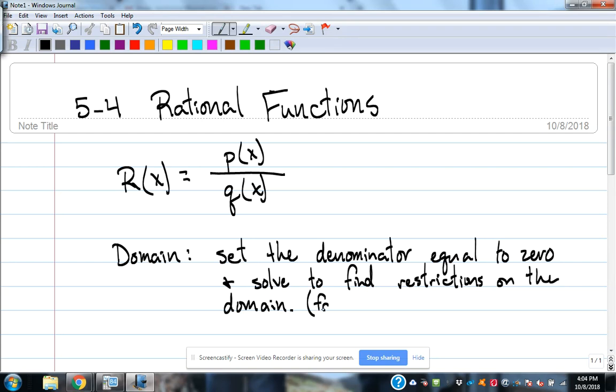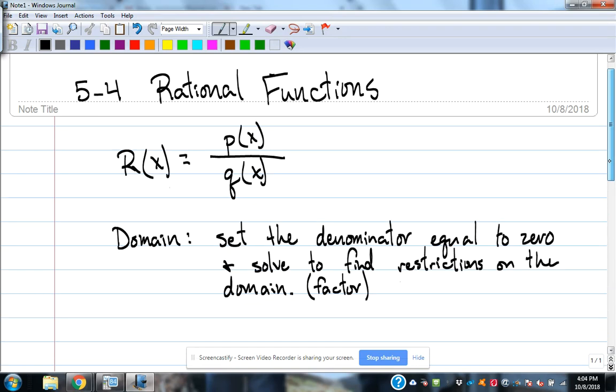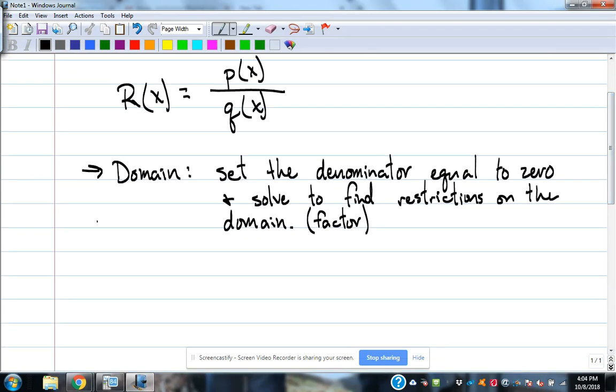Most of the time, you're going to want to factor to do that. It's going to be helpful if you can factor. Sometimes you don't have to factor because there's not anything to be factored there. But if it's a quadratic or anything bigger than that, you definitely want to think about factoring when you're trying to solve that, because it's going to help you when you do the next step, which would be to simplify the fraction. And again, factoring is how that's going to happen.